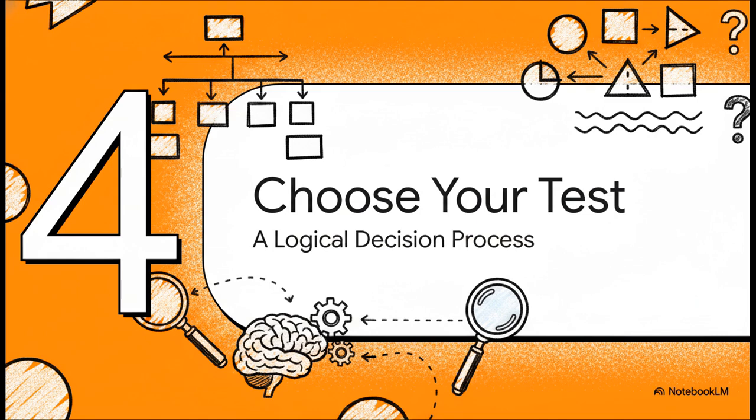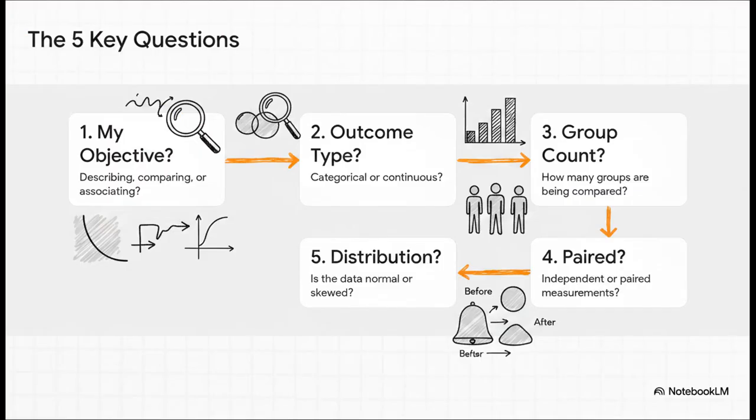And now, the moment you've been waiting for. We are going to figure out how to choose that statistical test. But forget about memorizing a giant, scary table. Instead, we're going to approach this as a logical decision-making process, like a simple decision tree you can walk through every single time. These 5 questions right here are your secret weapon.